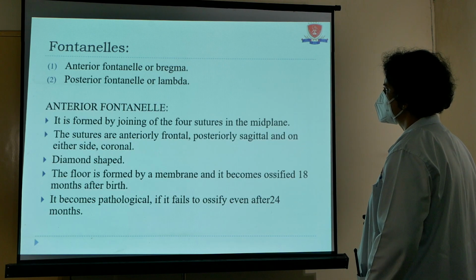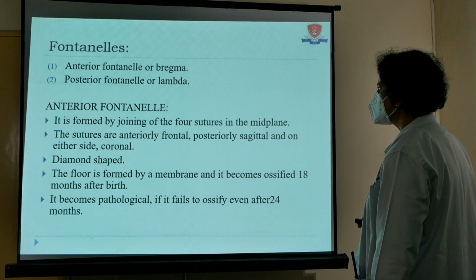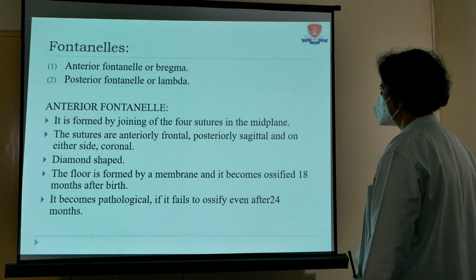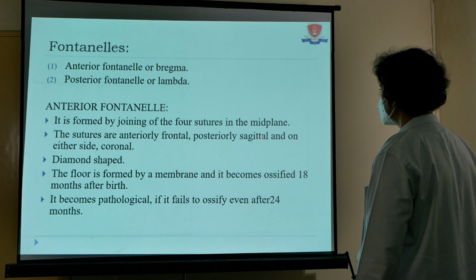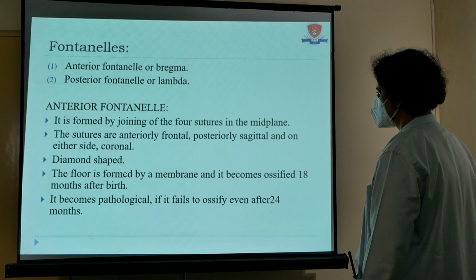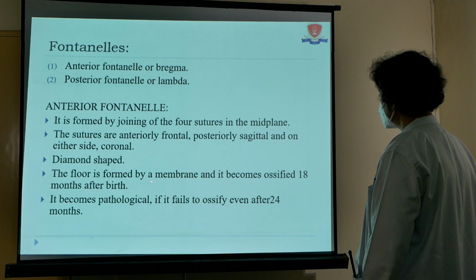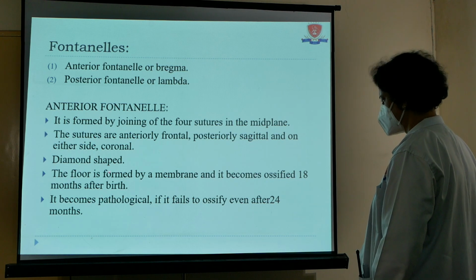Anterior fontanelle or the bregma, and the posterior fontanelle. The anterior fontanelle is formed by the joining of 4 sutures: frontal, posteriorly sagittal, and on either side coronal. It is diamond shaped, and it becomes pathological if it fails to ossify even after 24 months. Otherwise it ossifies at 1.5 years after birth.